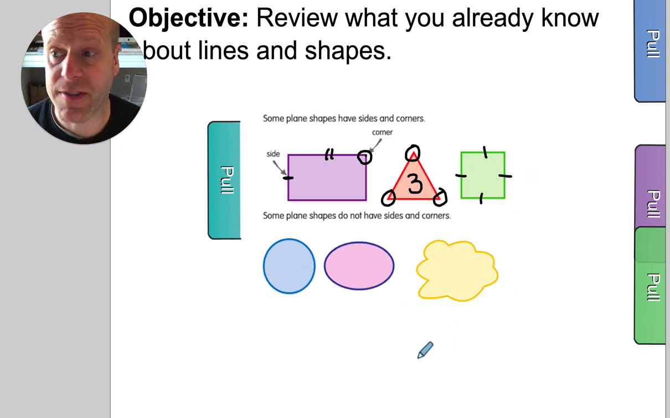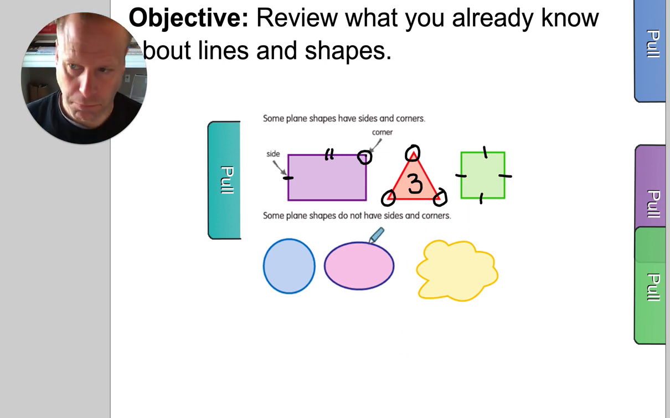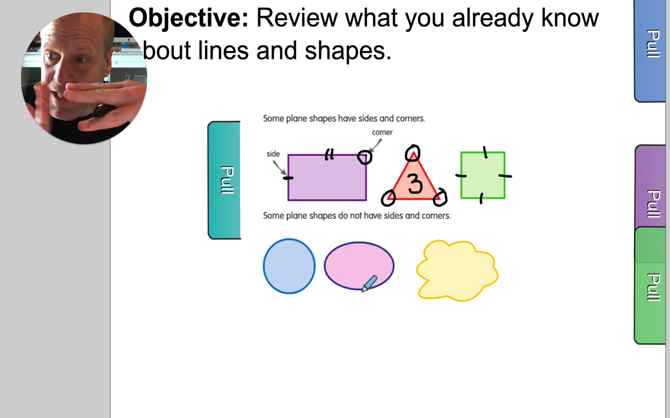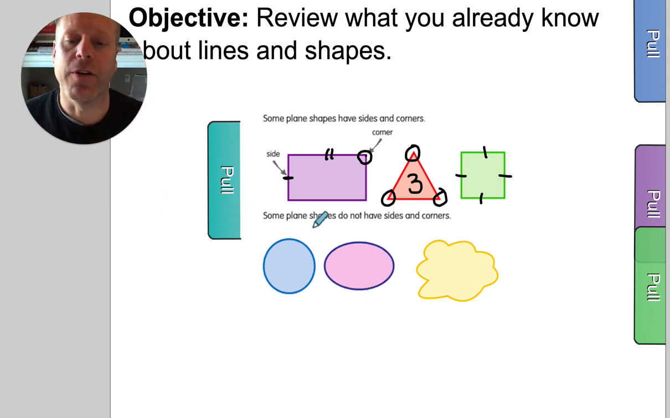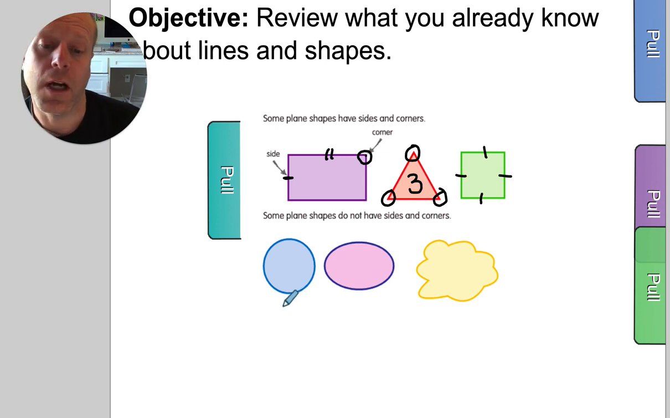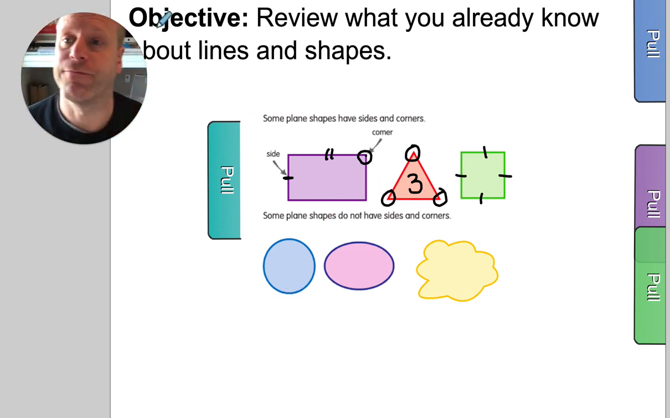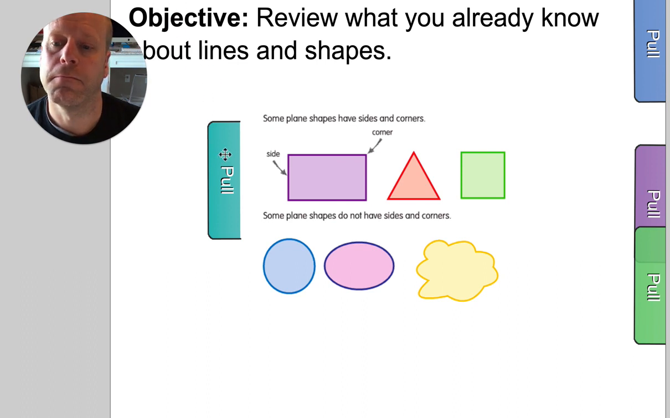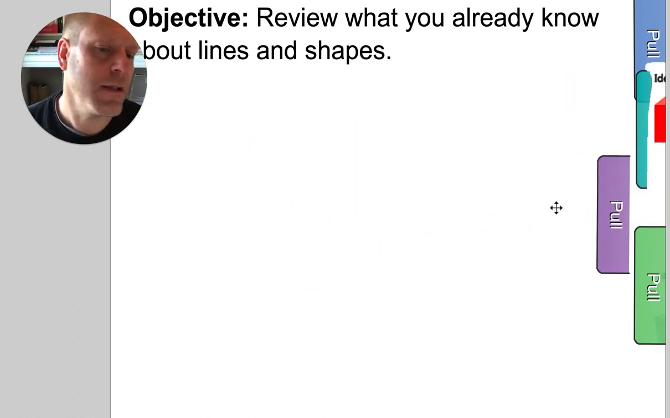These shapes do not have sides or corners, right? Because they're not flat. Two flat sides don't meet, so they don't have corners. They might have an edge, or a line that goes around them, bouncing in a bunch of curves, but they're not going to be the same as the straight sides and the corners that we talk about when we have these more usual shapes. So some have sides and corners, some do not. You probably knew some of those things.